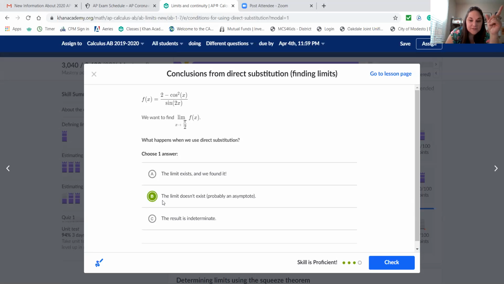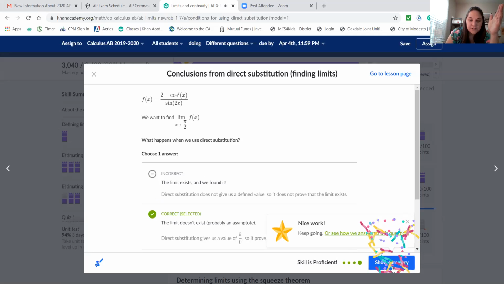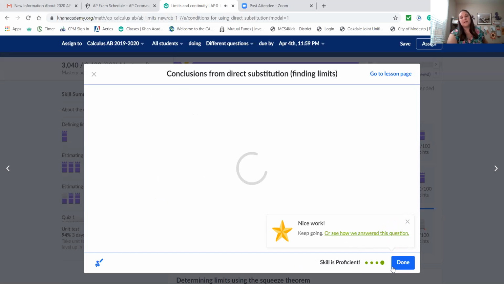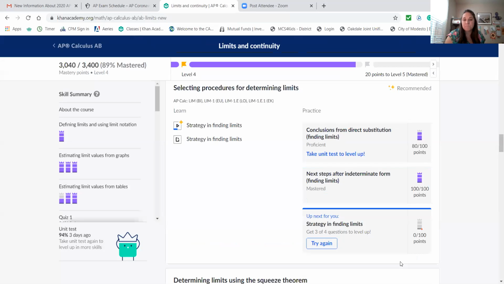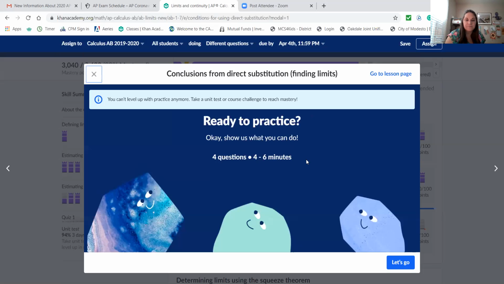Sine of pi is also 0. Thank goodness. All right. So in that first skill, all it is is you subbing in by direct substitution. And then the next skill is, well, what do you do after that, right? So let's run through that one more time.